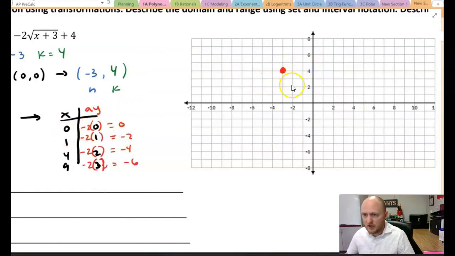So 0, 0, and then I'm going to go 1, -2. So right 1, and then down 2. So right 1, down 2. So there's point 2. Then you go back to your anchor point to plot the next point. So then 4, -4. So right 1, 2, 3, 4, down 4. 1, 2, 3, 4, and you'll have a 0 there. Then 9, -6. 1, 2, 3, 4, 5, 6, 7, 8, 9, and then down 6. 1, 2, 3.